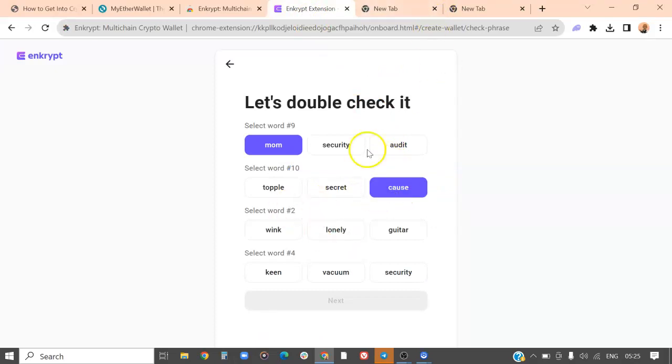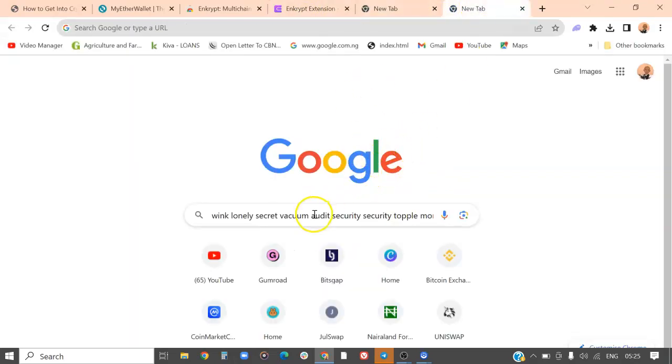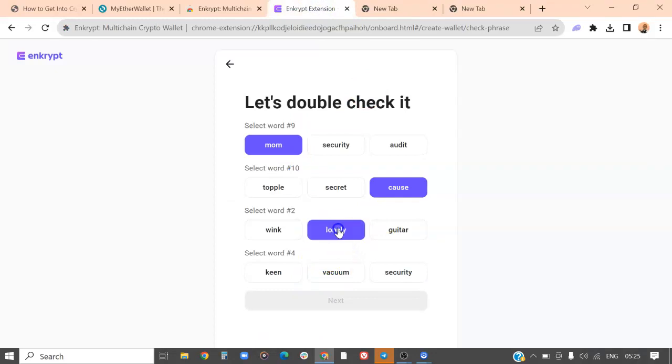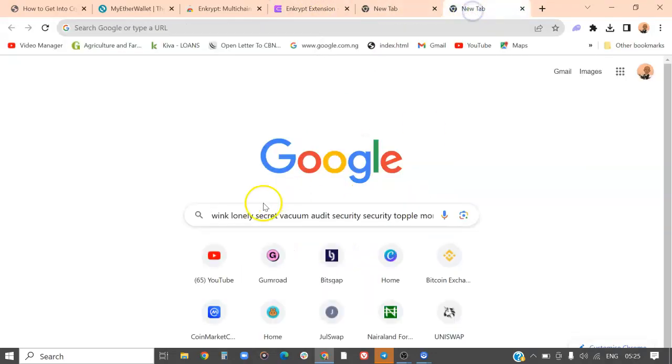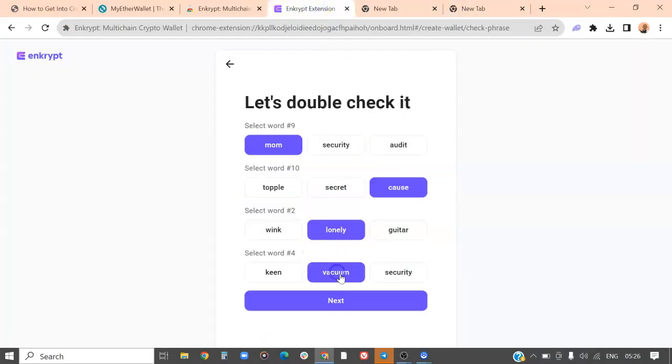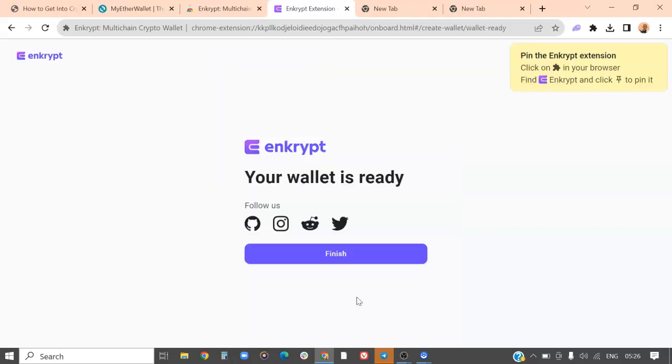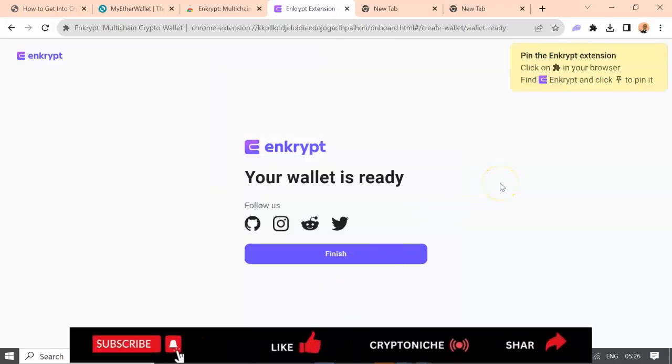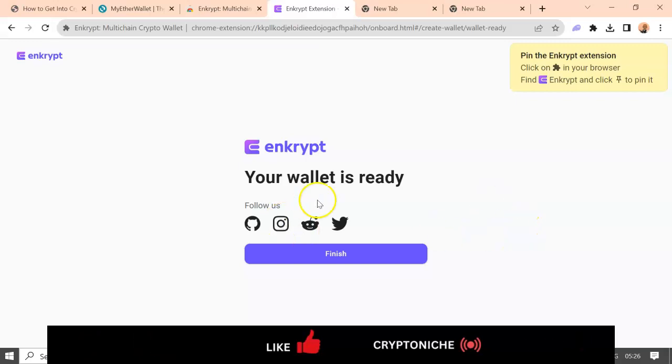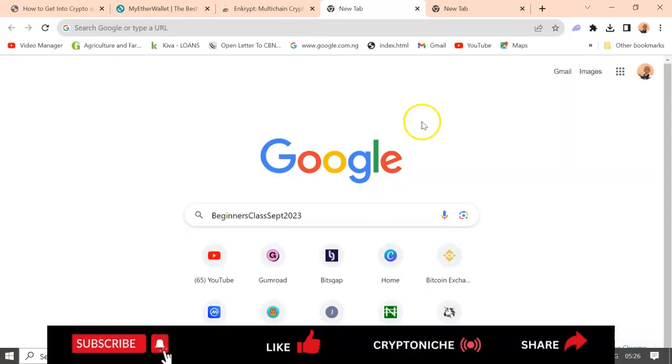Which is usually the second and fourth. So let's check. Okay, the second and fourth one will be lonely and audits. Look at that. Lonely and is it audits or vacuum? Let me check. Okay, vacuum rather. So that's vacuum. Then click on next. By clicking next, it should have generated a wallet for us. It says finish. Okay, then we are done with that.